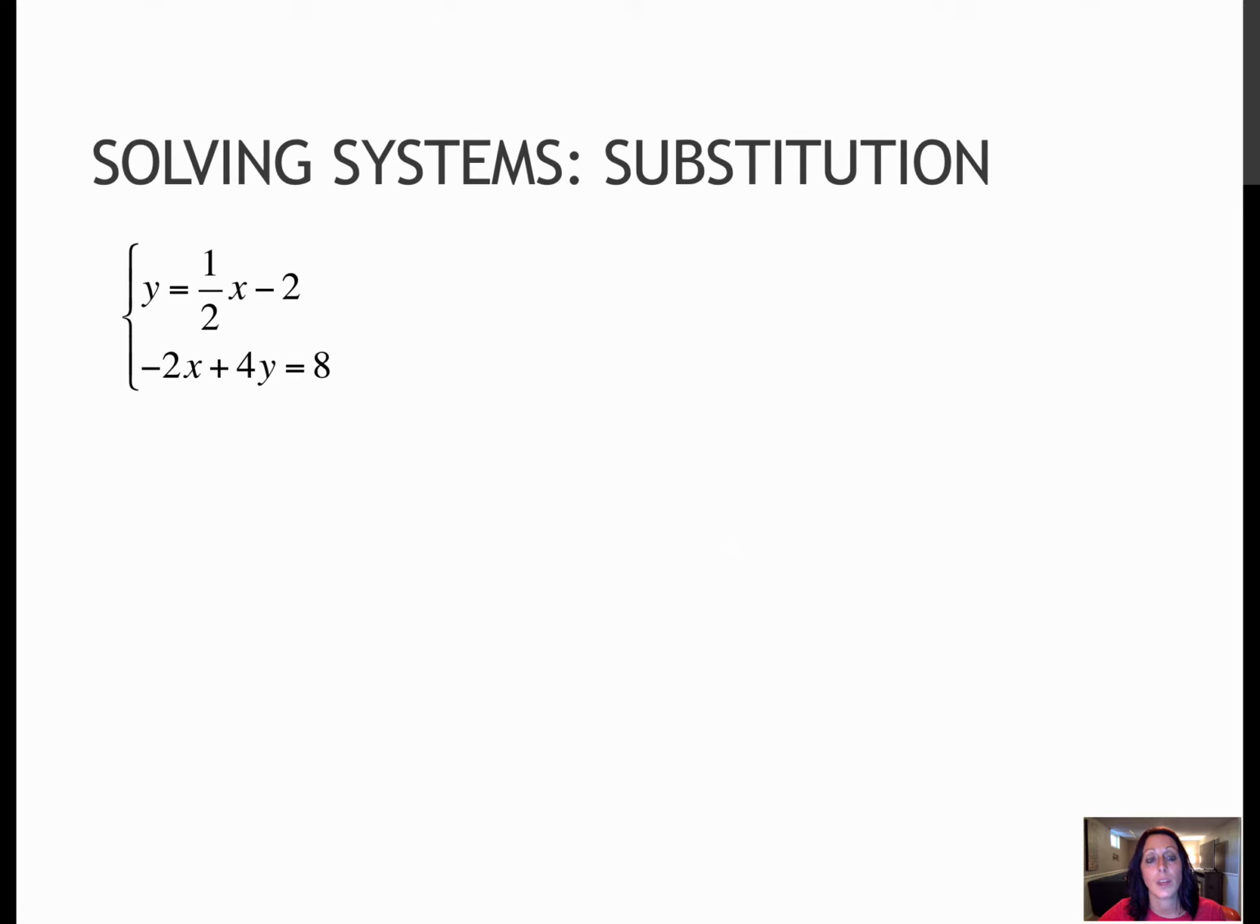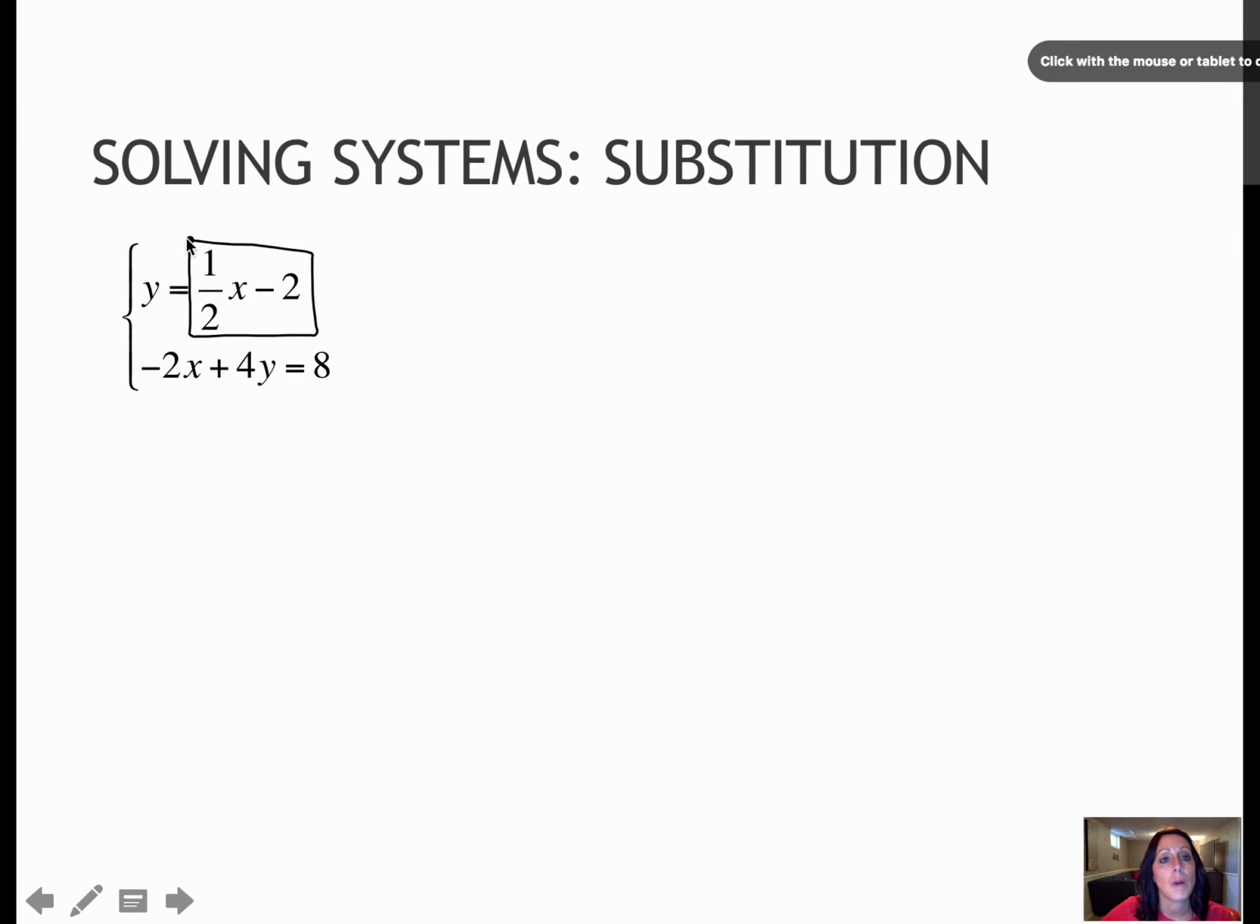Again, this system of equations should look familiar. We graphed this. Let's see what happens when we solve it algebraically rather than graphically. Again, I do have a variable that's all by itself, and again, I'm using substitution. So substitution is where I get a variable alone, and whatever that variable is equal to, I substitute it into the other equation.